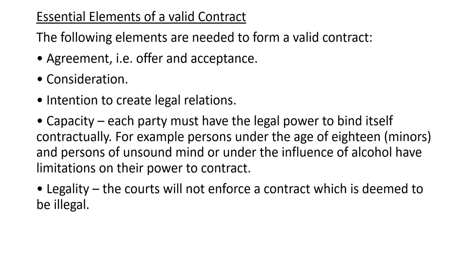Talking about the essential elements of contract law, there are five important essential elements that should be present in a valid contract. If you want to see whether a contract made by two parties is a valid contract or not, these five elements should be present in the contract. Number one is agreement, offer and acceptance. Agreement is made when one party makes an offer and another party gives acceptance to that offer.